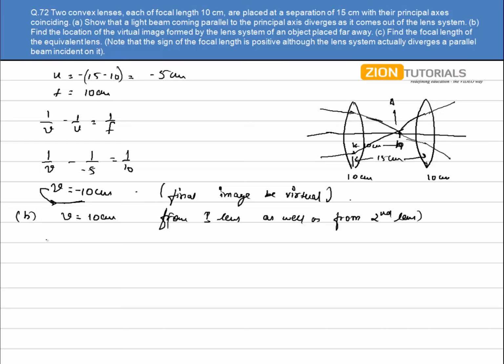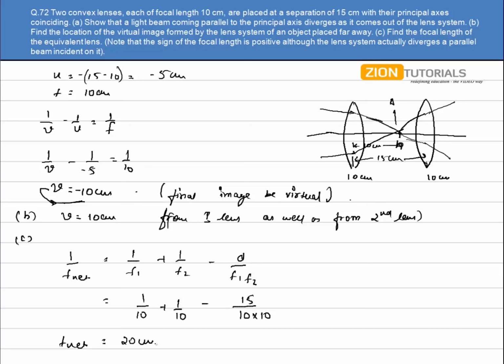Alright. In the third part, I have to calculate the net focal length of the equivalent lens. Fine. So 1 by f net is given as 1 by f1 plus 1 by f2 minus d by f1 f2. So you just have to substitute the values. The focal length of each lens is 10, the distance is 15, and this is again 10 and 10. So the net focal length comes out to be 20 cm. That is the answer.